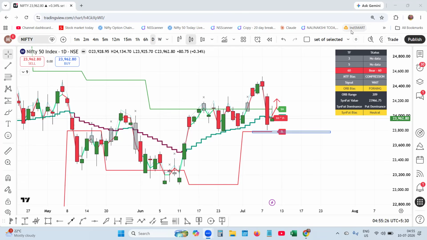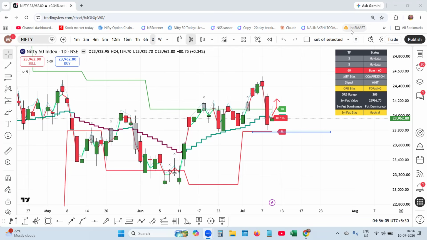Situation number 3, synthetic future equal to spot. That is neutral. That is what is happening here: the table is showing synthetic future as 23,966 and it is plotting as neutral. Neither bulls nor bears have a major advantage. Range-bound trading is likely. Option buyers should be careful because premiums may decay. Option sellers usually benefit in such conditions.